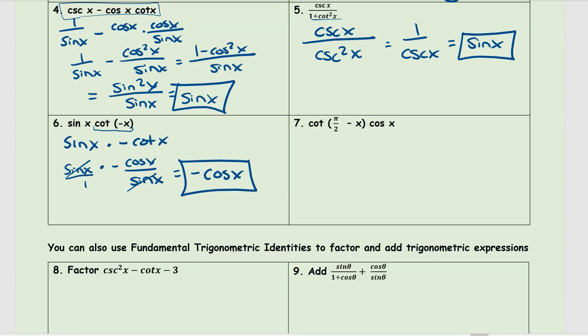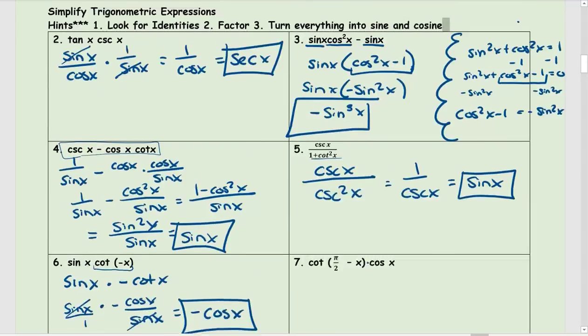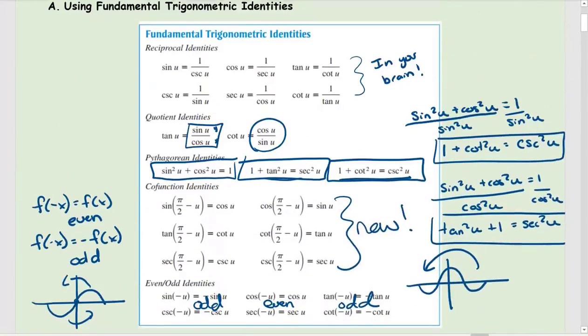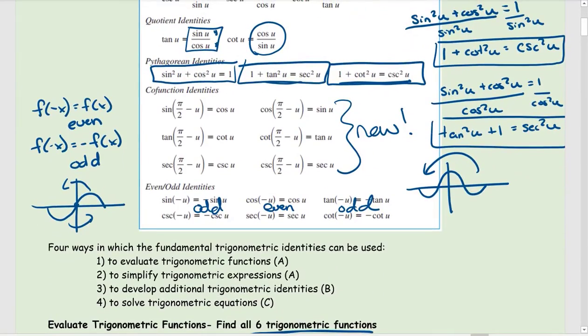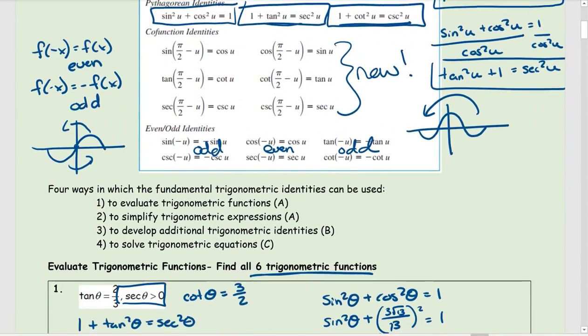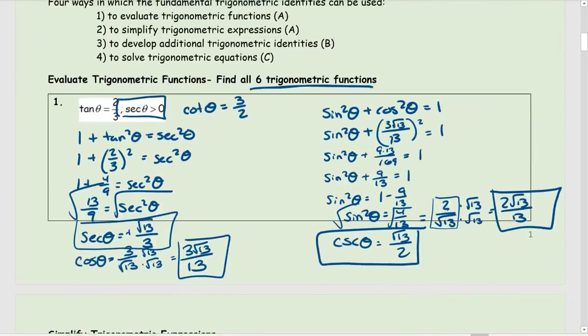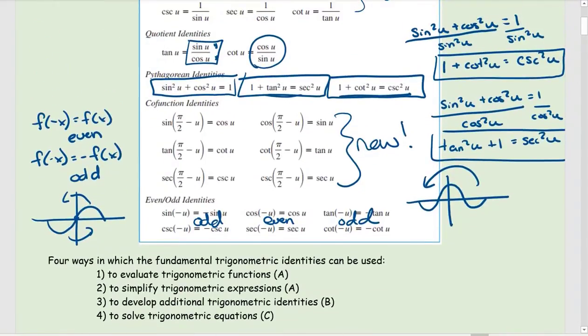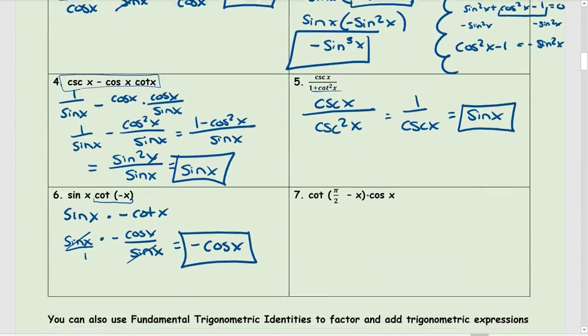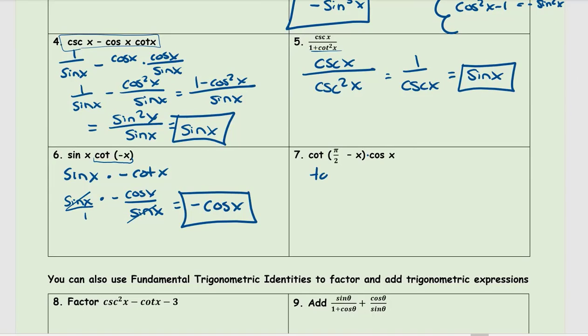Now, last but certainly not least, we have cotangent of pi over 2 minus x times cosine of x. If you look up to your cofunction identities, my goodness, I forgot what it was. Cotangent of pi over 2 minus x is just tangent of x. So we're going to bring that tangent down. I know I'm scrolling around a lot, I'm sorry.